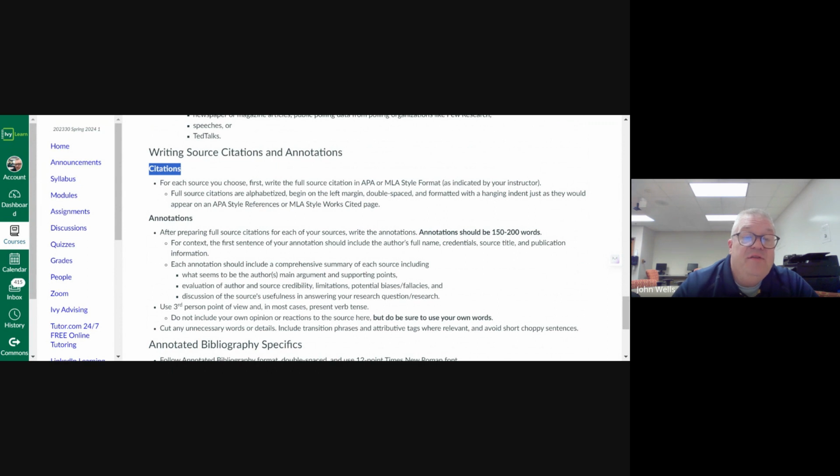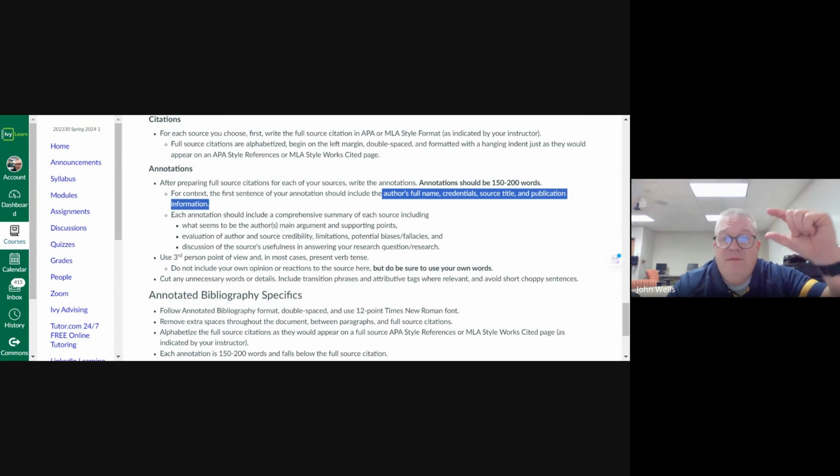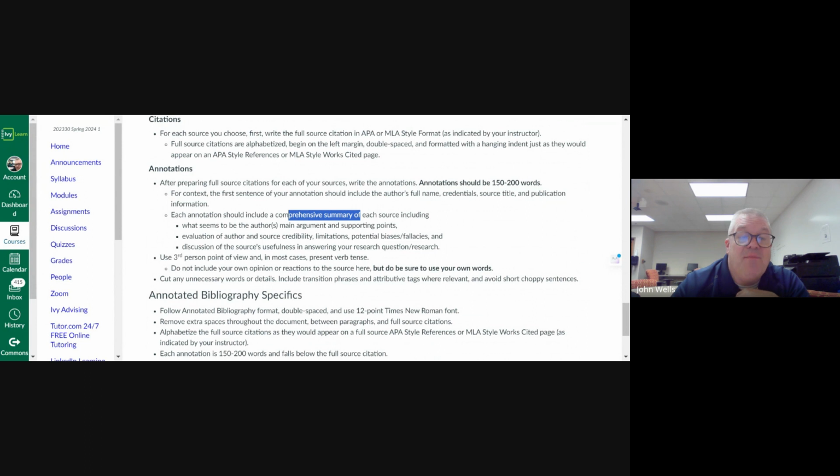And then these are the annotations that we are specifically looking for, right? We want to see the author's name, credentials, title, publication. Now, it's going to be right there above it, but we want to hear your understanding of it, right? Like you can show that. And then a comprehensive summary.